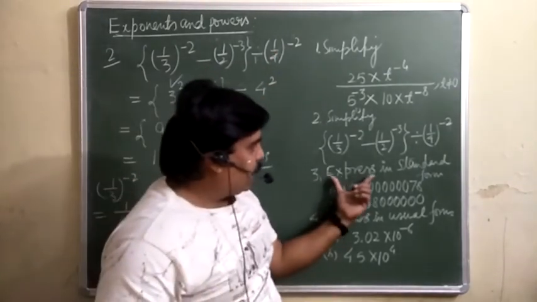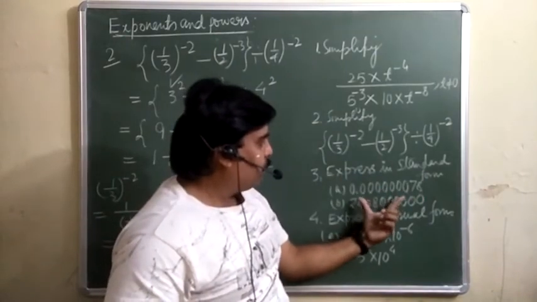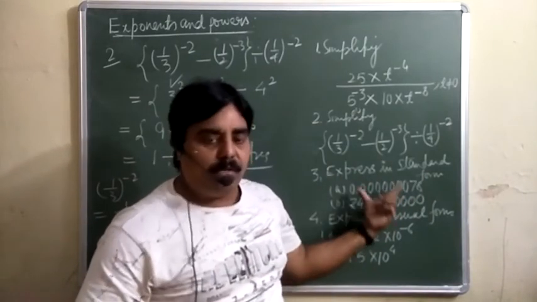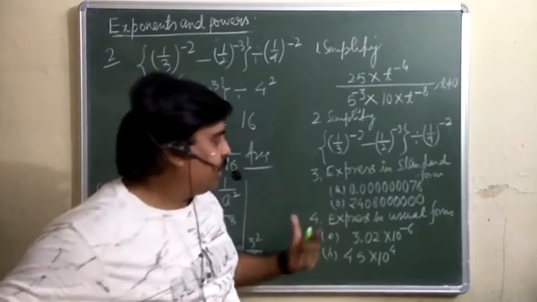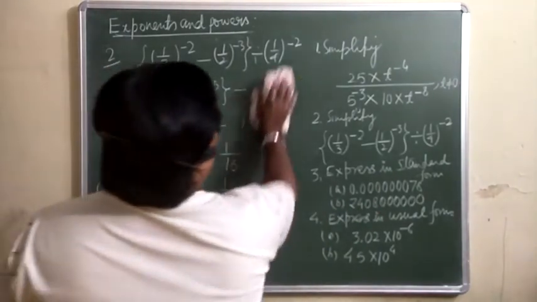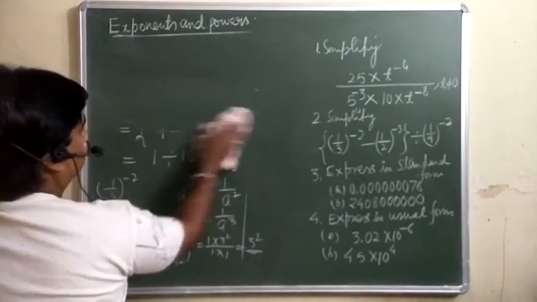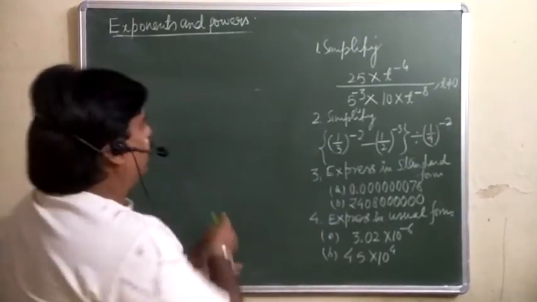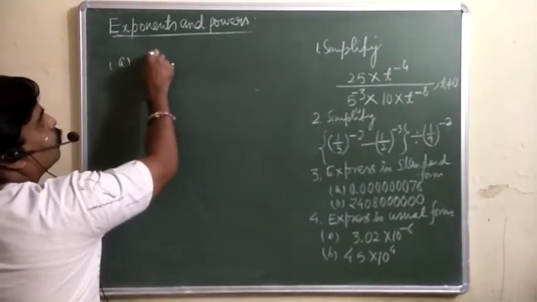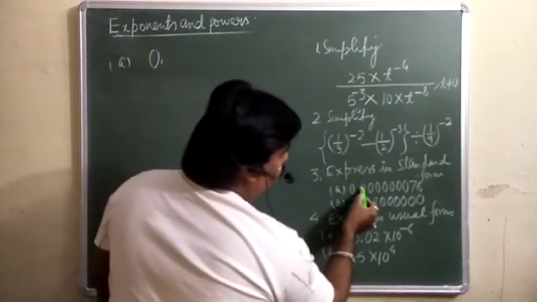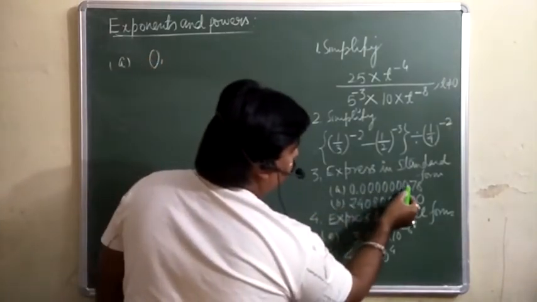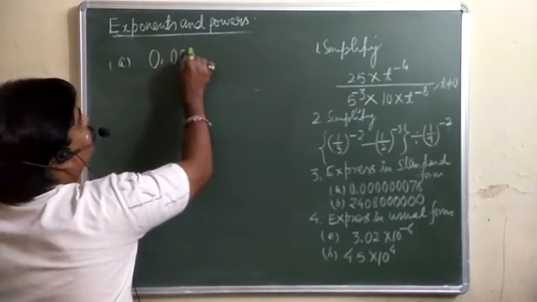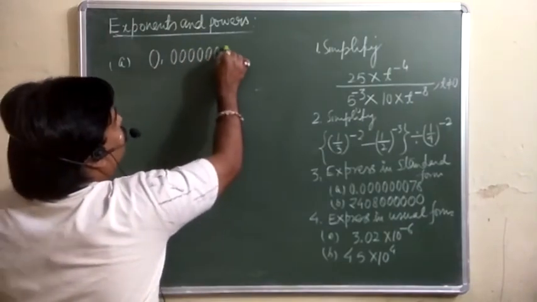Now see, next is express in the standard form. We want to write these two in the standard form. We already discussed that, but let us see how to write it. First part we are taking A. This is 0 point. How many zeros? 1, 2, 3, 4, 5, 6, 7.